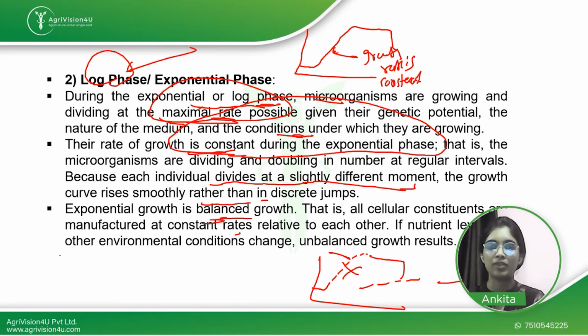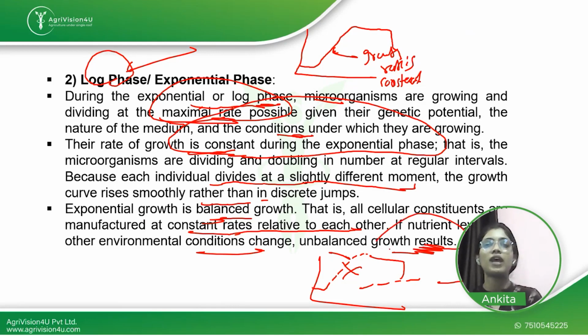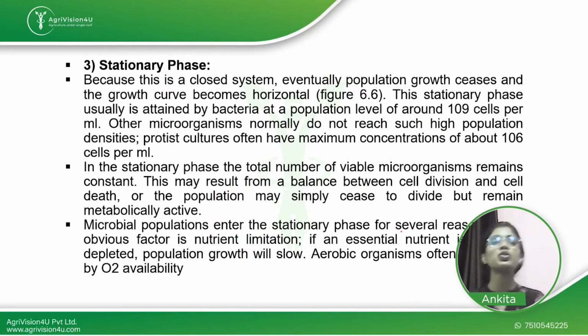Okay, so exponential growth is your balanced growth. That is, all the cellular constituents are manufactured at a constant rate relative to each other. And if nutrient level or other environmental conditions change, unbalanced growth may result. So nutrient level and the environmental conditions will have an impact on the growth in the log phase.